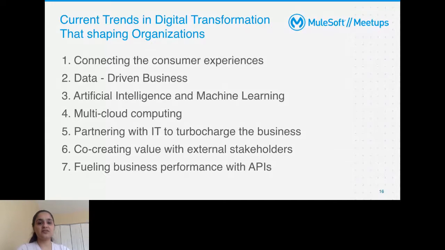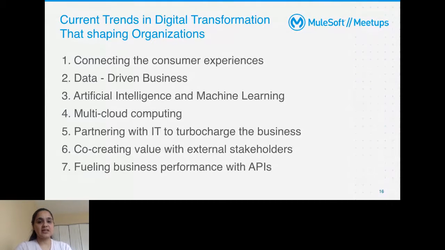So what are the current trends? First is connecting the consumer experiences. Connect every part of the organization, like people, business, and also the assets and systems. By connecting everything, that gives us smoother consumer experiences. The complete focus is on getting smoother, nicer, more efficient consumer experiences by connecting everything in the organization.